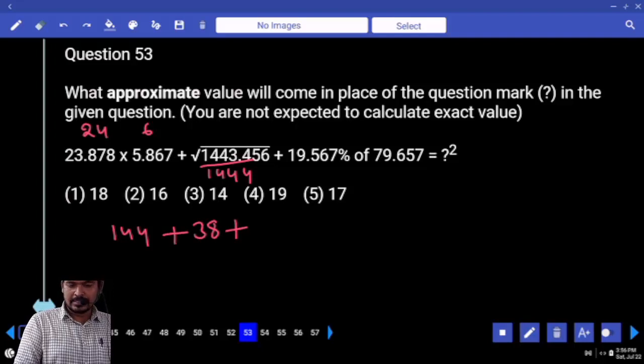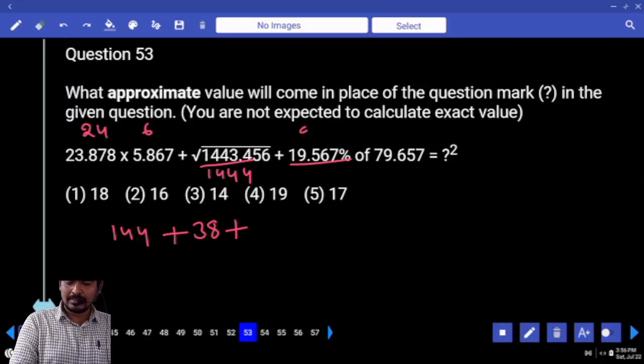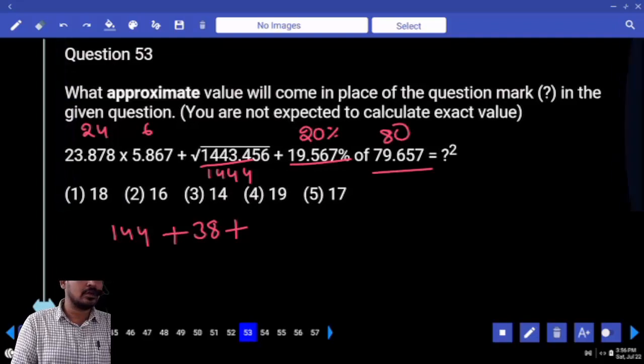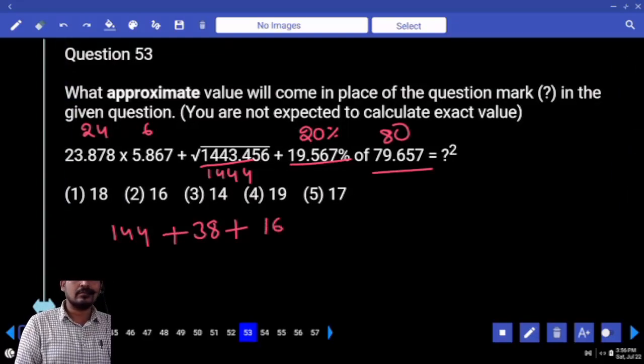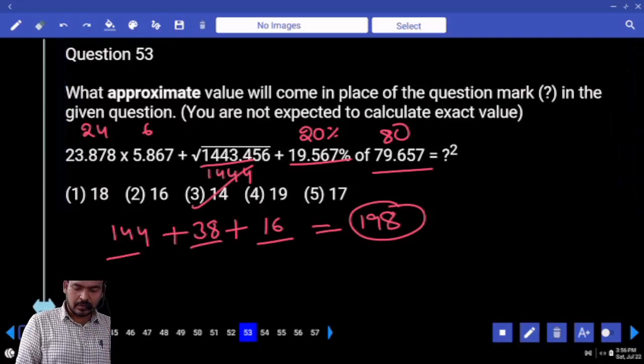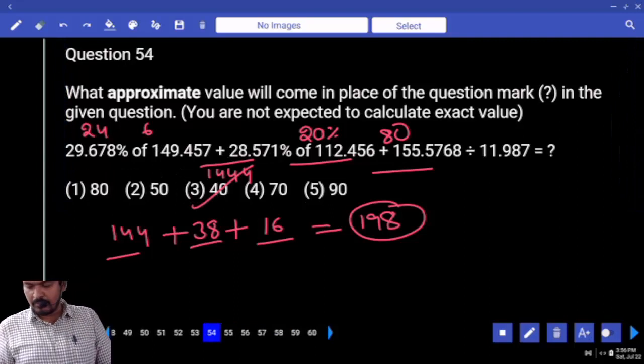38 plus 19.567. It is considered almost 20% of which value? 80. What is 20% of 80? 1600. 144 plus 16, 160 plus 38, 198. It is nearby which one square? 14 square. Next question number 54.